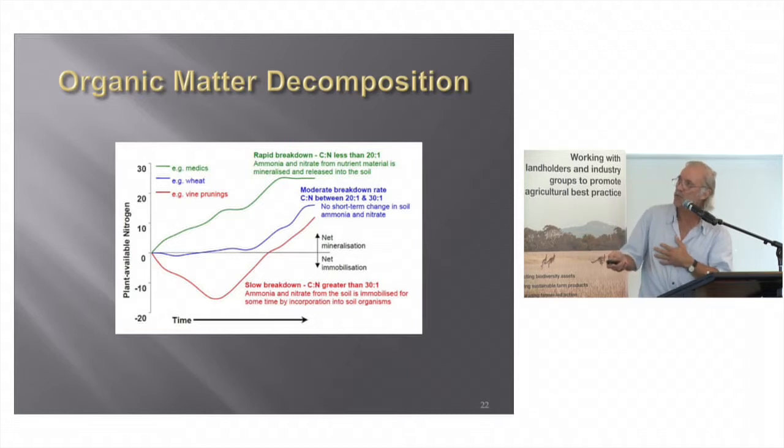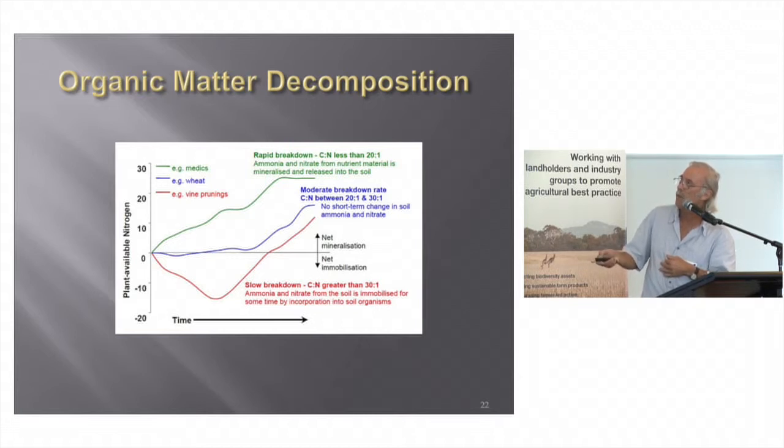This graph probably illustrates it really well, and this comes back to incorporating green manures or compost into your soil and how it's going to react. On our vertical axis, we've got plant available nitrogen, positive up here and negative down here, as against time. And we've got three organic inputs we're putting into the soil here.